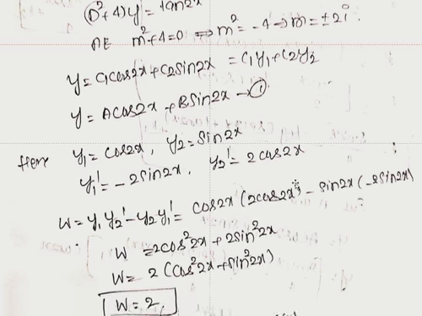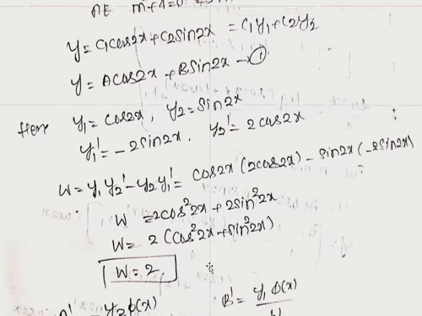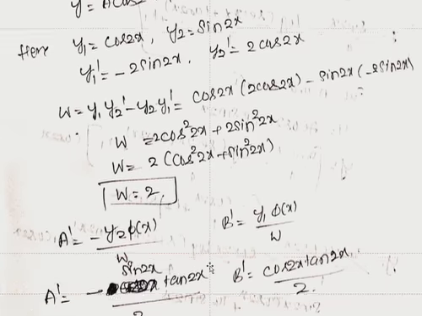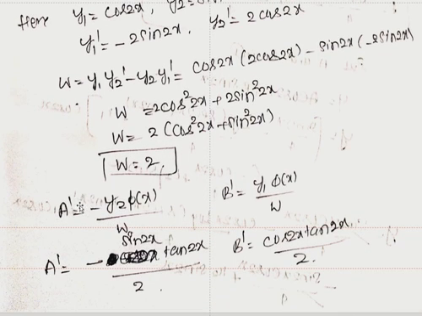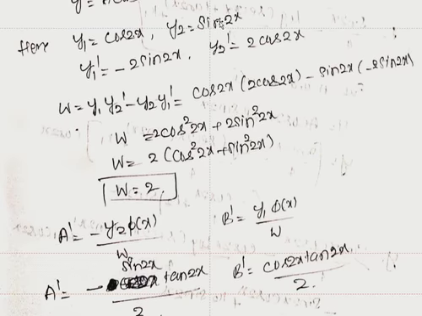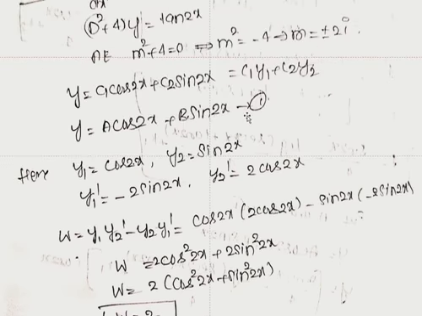Therefore, w is equal to 2. Next, we need to find capital A and B. Therefore, here the formula: A dash is equal to minus y2 into pi of x divided by w. B dash is equal to y1 into pi of x divided by w. Here y2 is sin 2x. Pi of x is the RHS of the given differential equation.